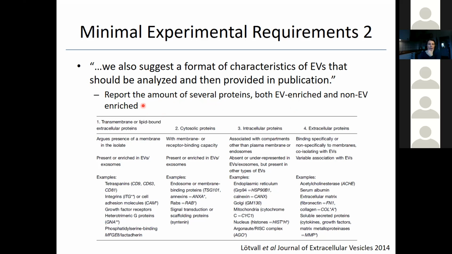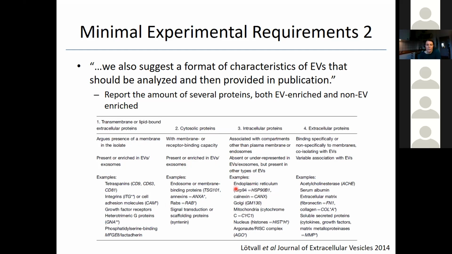So the guidelines suggest that you have to report the amount of several proteins, both EV-enriched and non-EV-enriched. It's not enough to show that you have vesicles. You have to also show that you don't have other things that can be responsible for the effect that you're seeing. So they suggest that we look for transmembrane proteins to prove that we have vesicles with a membrane. We should also show that we have cytosolic proteins, so that we have intact vesicles that are protecting these cytosolic proteins.